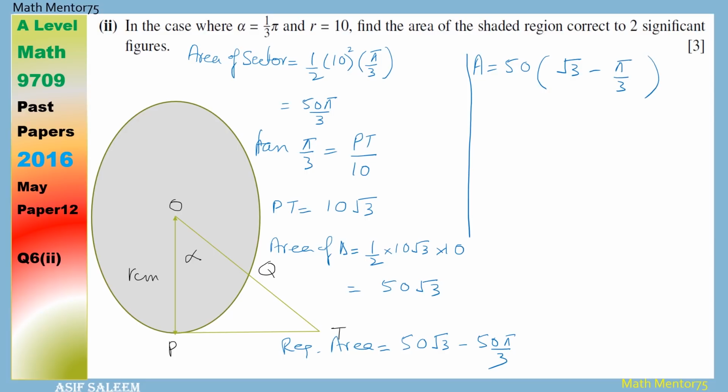That would be our final answer if it is required to write your answer in exact form. But in this question, it is required to write your answer in two significant figures. So after simplification with the help of calculator, we have 34.24266. Now round this to 2SF, two significant figures. We have 34 centimeters square. So this is your required shaded region.